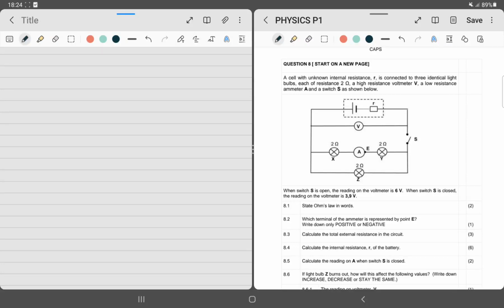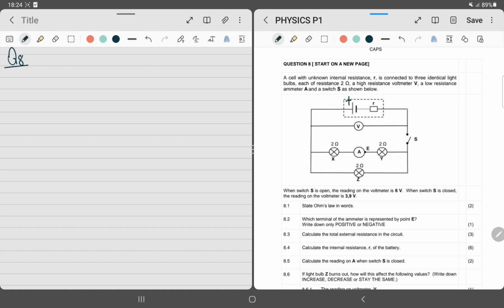We are taking this from the September 2015 paper from the Western Cape. Question 8. A cell with an unknown internal resistor is connected to 3 identical light bulbs. Each of the resistance is 2 ohms, and a high resistance voltmeter V, a low resistance ammeter, and a switch S are shown below.